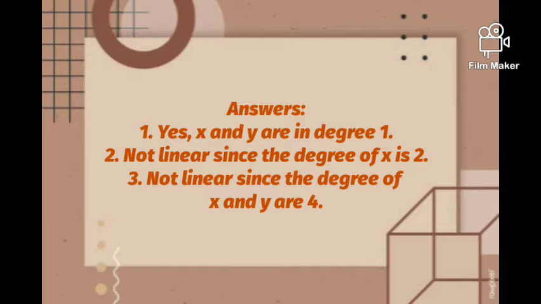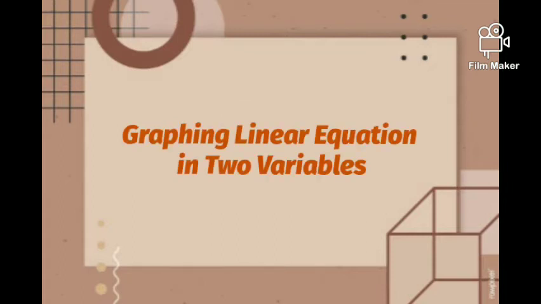The answer is number 1, yes, x and y are in degree 1. Number 2, not linear since the degree of x is 2. And number 3, not linear since the degree of x and y is 4. Let me present to you our lesson today, which is about graphing linear equations in two variables.